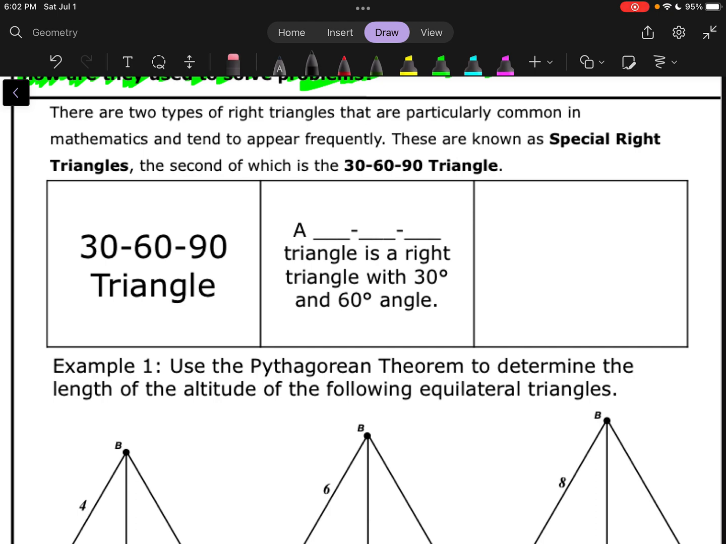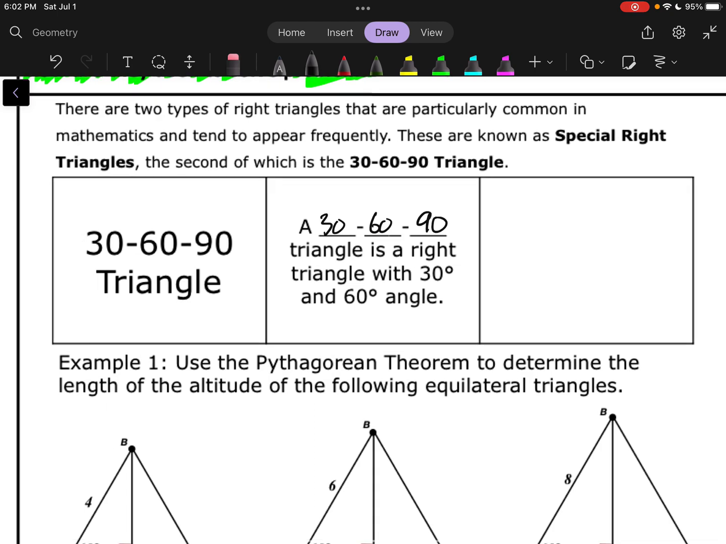There are two types of right triangles that are particularly common in mathematics and tend to appear frequently. These are known as special right triangles, the second of which is the 30, 60, 90 triangle. So what is this thing? It's quite simply just a right triangle with a 30-degree angle and a 60-degree angle. So these often look like this, where we've got our 30-degree angle and our 60-degree angle. Nothing too radical here. They just have those three angle measures.